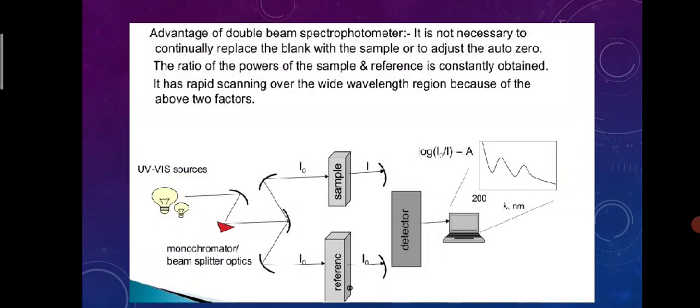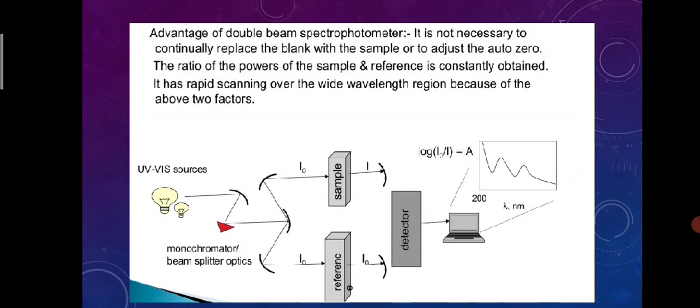Next, we go for the advantages of the double beam spectrometer. It is not necessary to continually replace the blank with the sample or to adjust the auto zero. The ratio of the powers of sample and reference is constantly obtained. It has rapid scanning over a wide wavelength region because of these two factors.